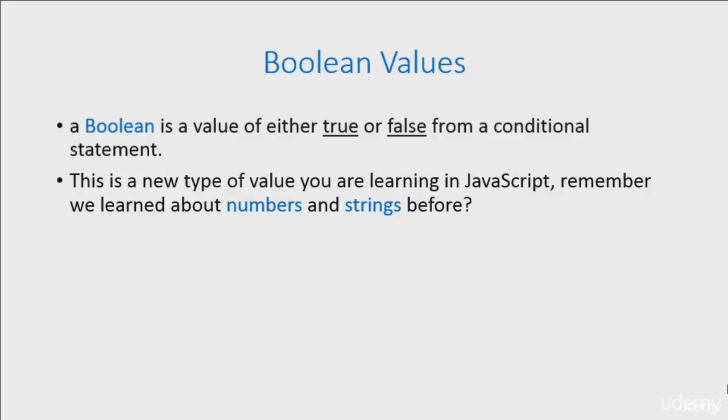Remember we have strings and numbers? Well, now you know what Booleans are. A Boolean value is either true or false. This is a third type of value in JavaScript. Let's go over some pieces of code that will help you understand how Booleans work a little bit better.